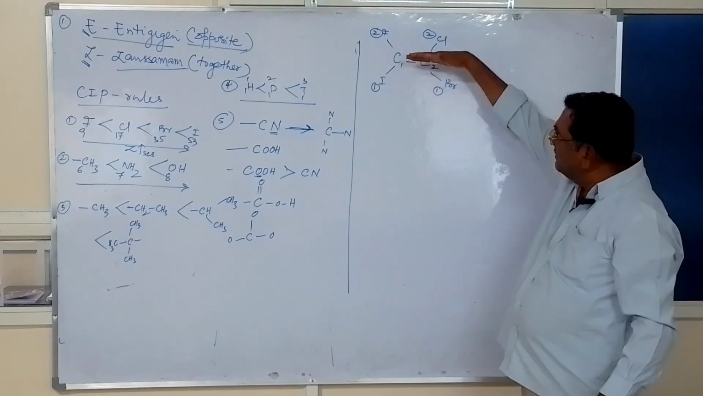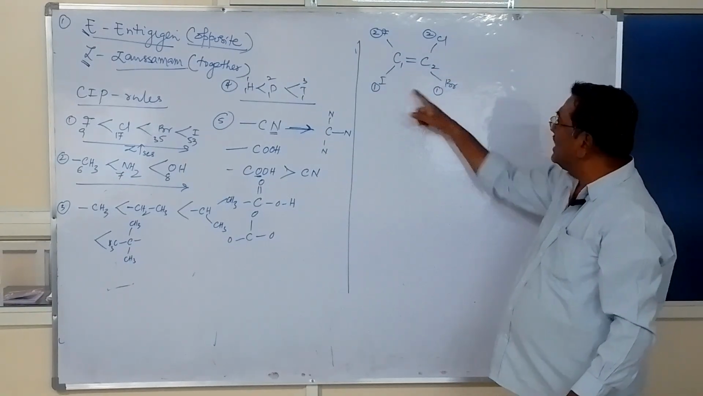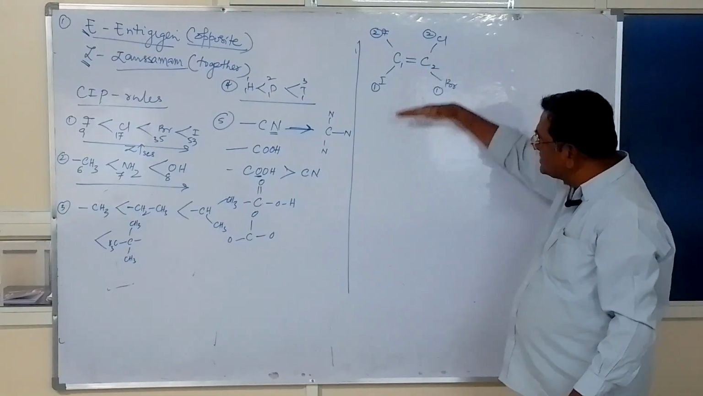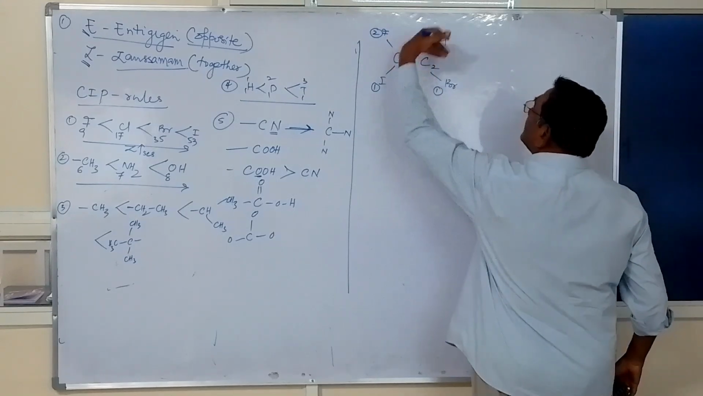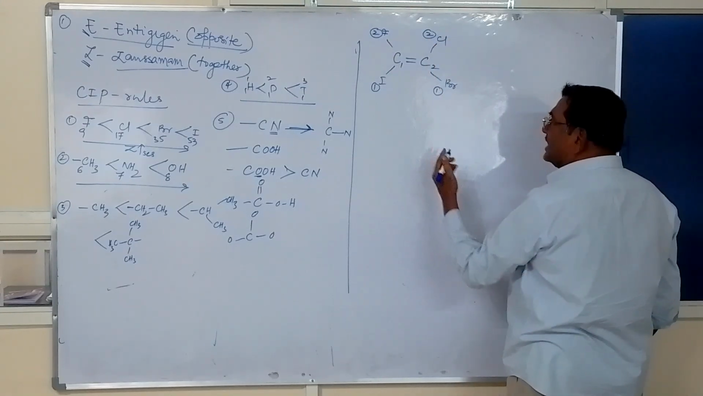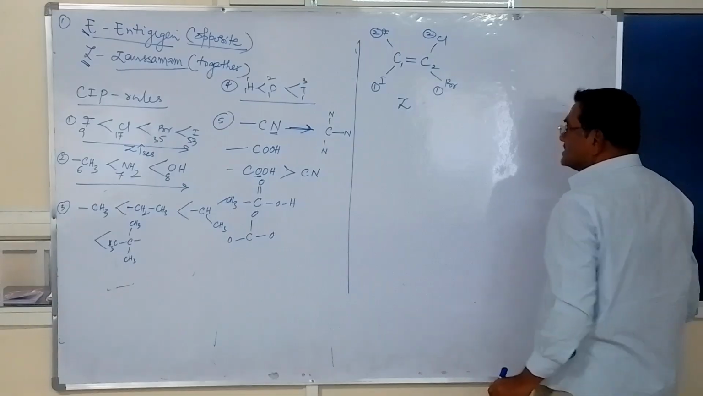See here, the groups which have highest priority are on the same side of the double bonded plane. The lowest priority groups are going to be on the other side of the plane, hence it is called Zusammen.